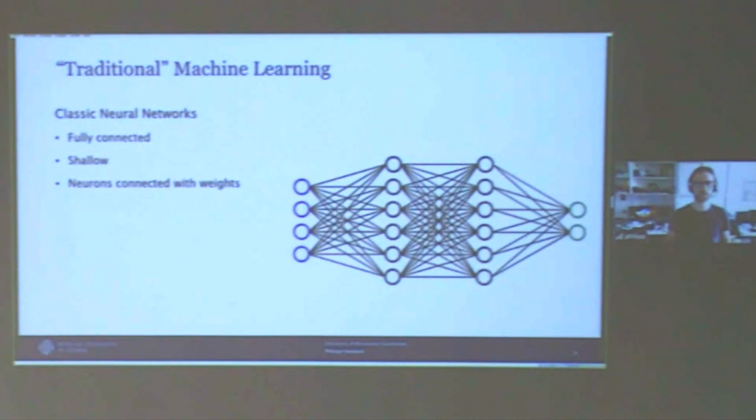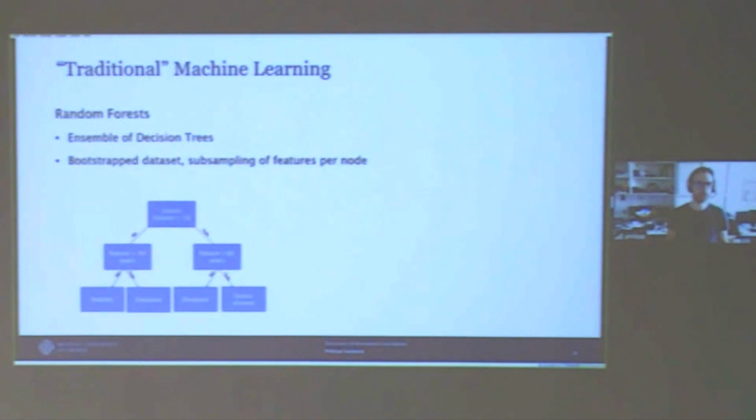And the classic neural networks, I also wanted to mention them because they have existed for decades, but they were used in a different way than nowadays. They were always fully connected, they were shallow, and therefore not as powerful as today's deep neural networks. And last but not least, the random forests.